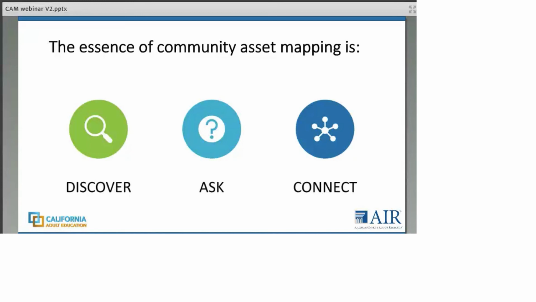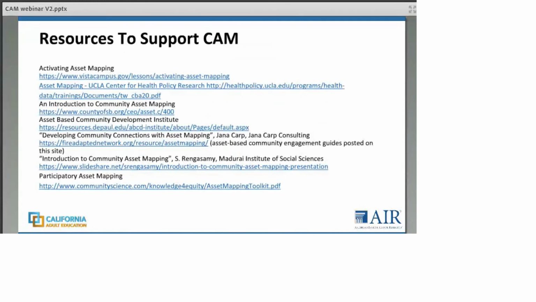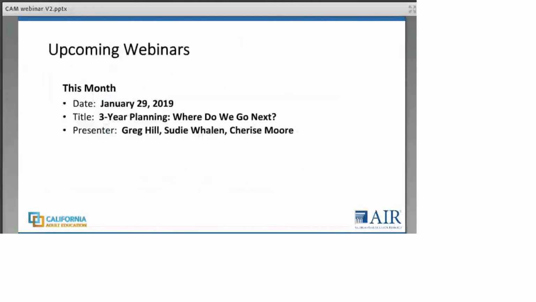DAC, Discover, Act, Connect. I want to leave you with that along with some resources to help support your asset mapping efforts. These will show you some other opportunities to dig deeper into asset mapping. Then I want to also make sure that you remember that next week is part 3 of our mini series. It will be on the 29th, a week from today. It's 3-year planning. Where do we go next?